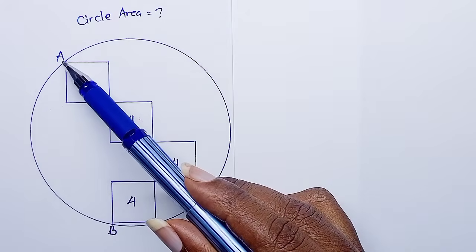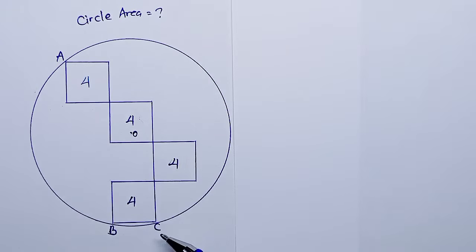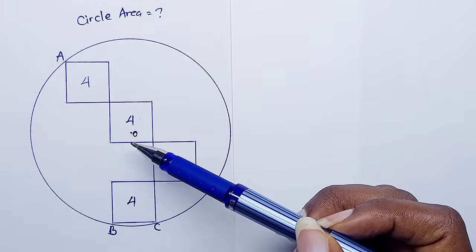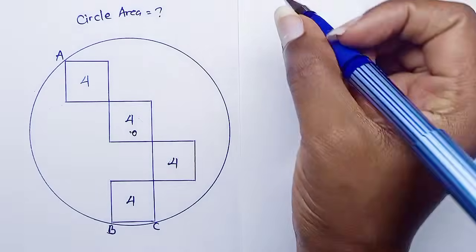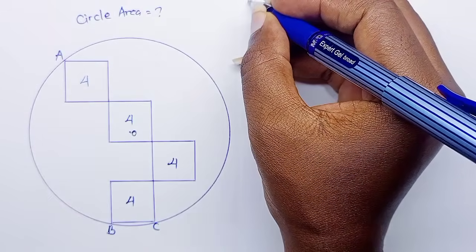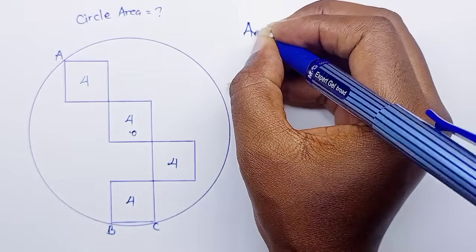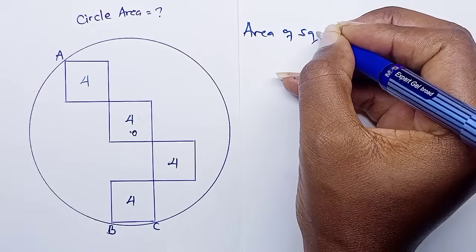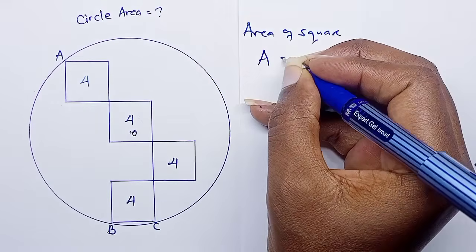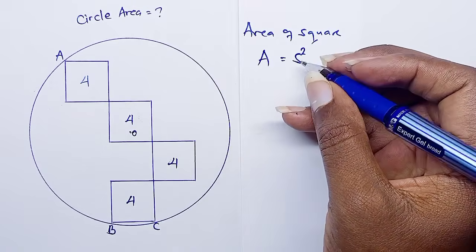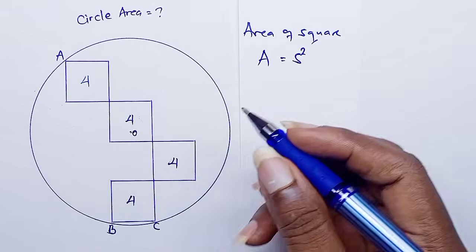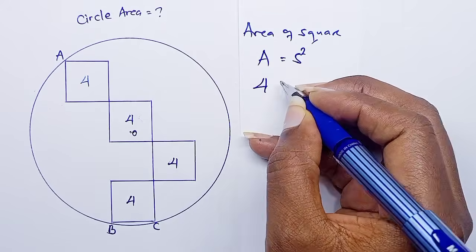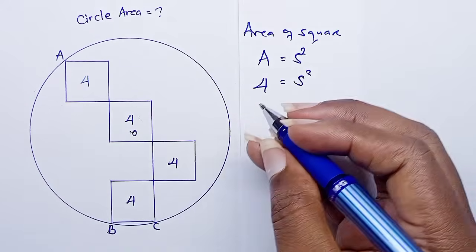Points A, B, and C are points of tangency. As you can see, these are squares where each has an area of 4. And we know that the area of a square is equal to side squared. We are given the area for each, which is 4. So 4 is equal to side squared.